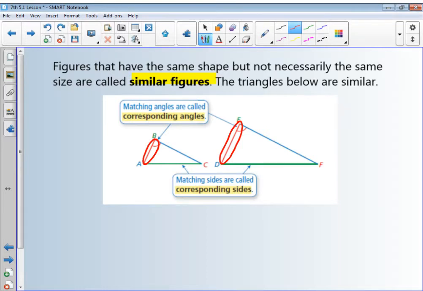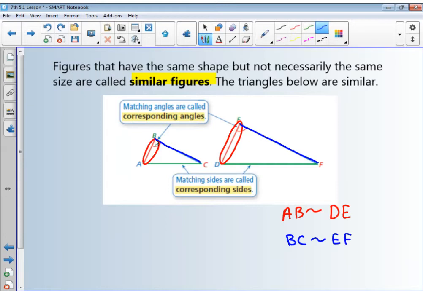So side AB corresponds to side DE and is similar to. That little funky shape that I have there between my AB and DE just means similar to, or it corresponds to, okay? Then we also have the blue side on each of these. So I've got BC corresponds to EF.